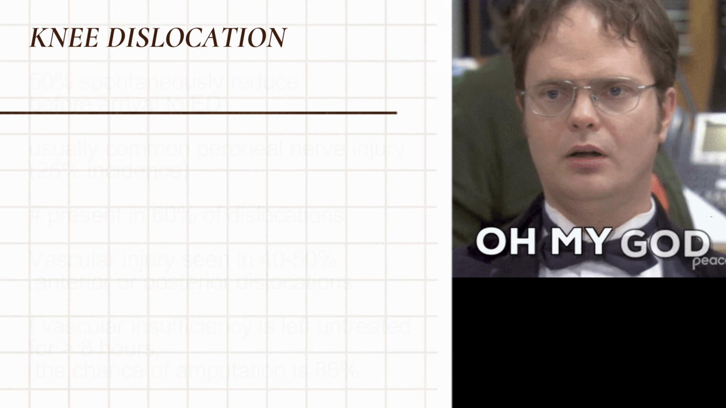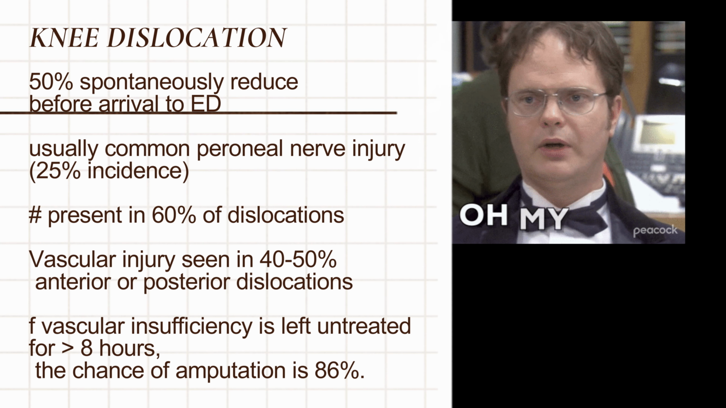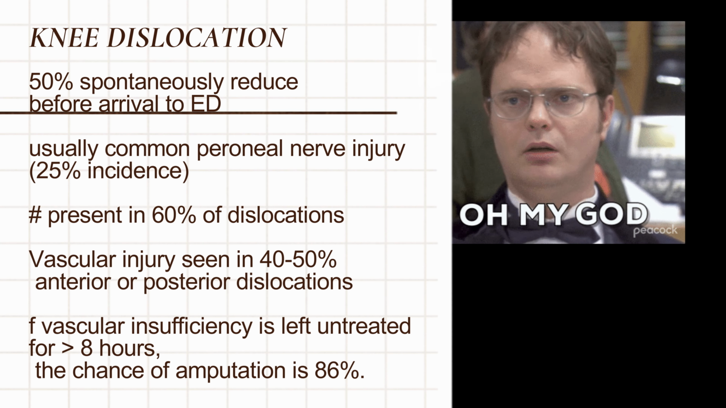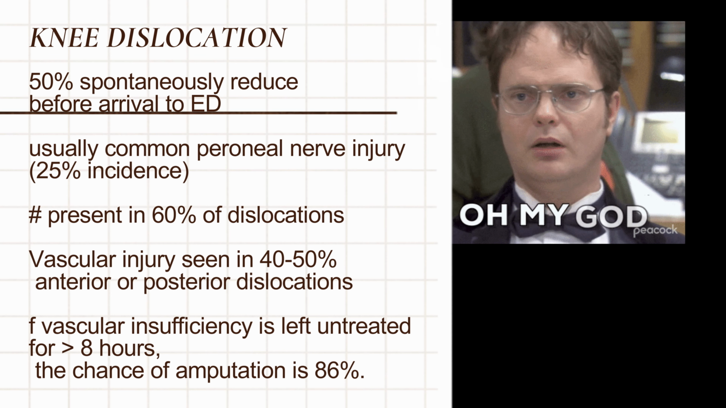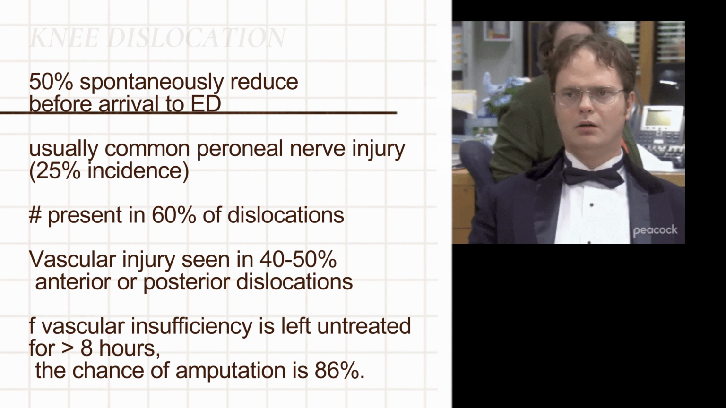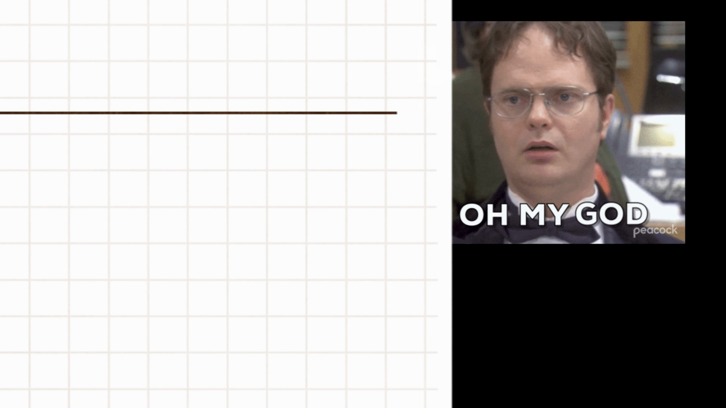There is around 25% incidence of common peroneal nerve injury, 60% incidence of associated fractures, and 40 to 50% incidence of vascular injury. And if this vascular injury is left untreated for more than 8 hours, the chance of amputation goes up by 86%.